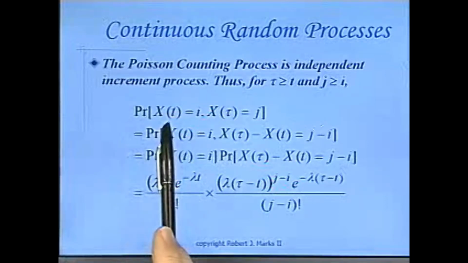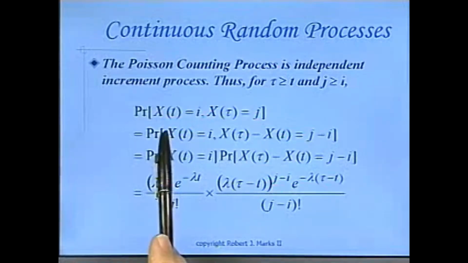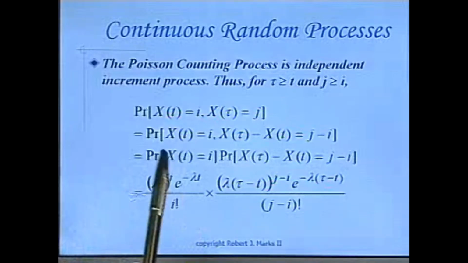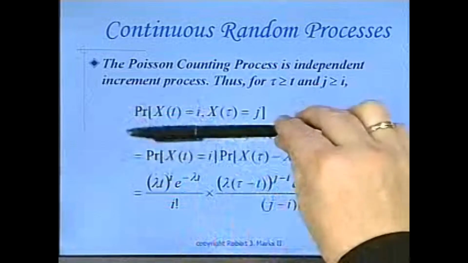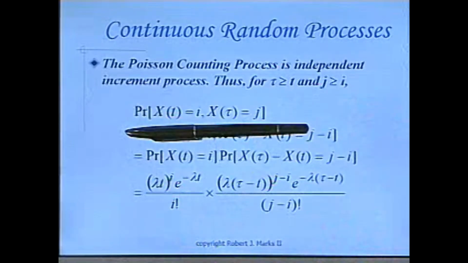In order to look at the two-dimensional probability density function for the Poisson process, we're going to look at the probability that x of t is equal to i and x of tau is equal to j. Now, this reminds us of the sum process in the sense that depending on i and j, one of these random variables is kind of subsumed in the other one, right? If i is smaller, then x of t is the number of points which occur to get you to a value of i. Whereas if j is larger, then the i interval is subsumed in the larger interval, right?